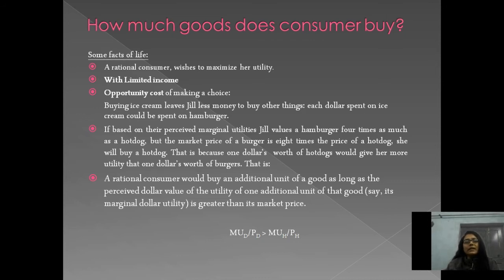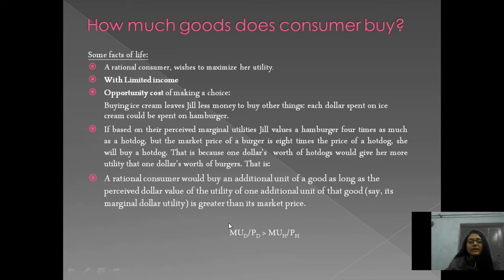The first one is that a rational consumer wishes to maximize his or her utility with limited income, keeping in mind the concept of opportunity cost. This means that if we consume more units of good X, then there is less money to spend on Y. This concept is known as opportunity cost. If we consume one good more, then I have less money to consume the other good, right? In this way, consumers make their decision.